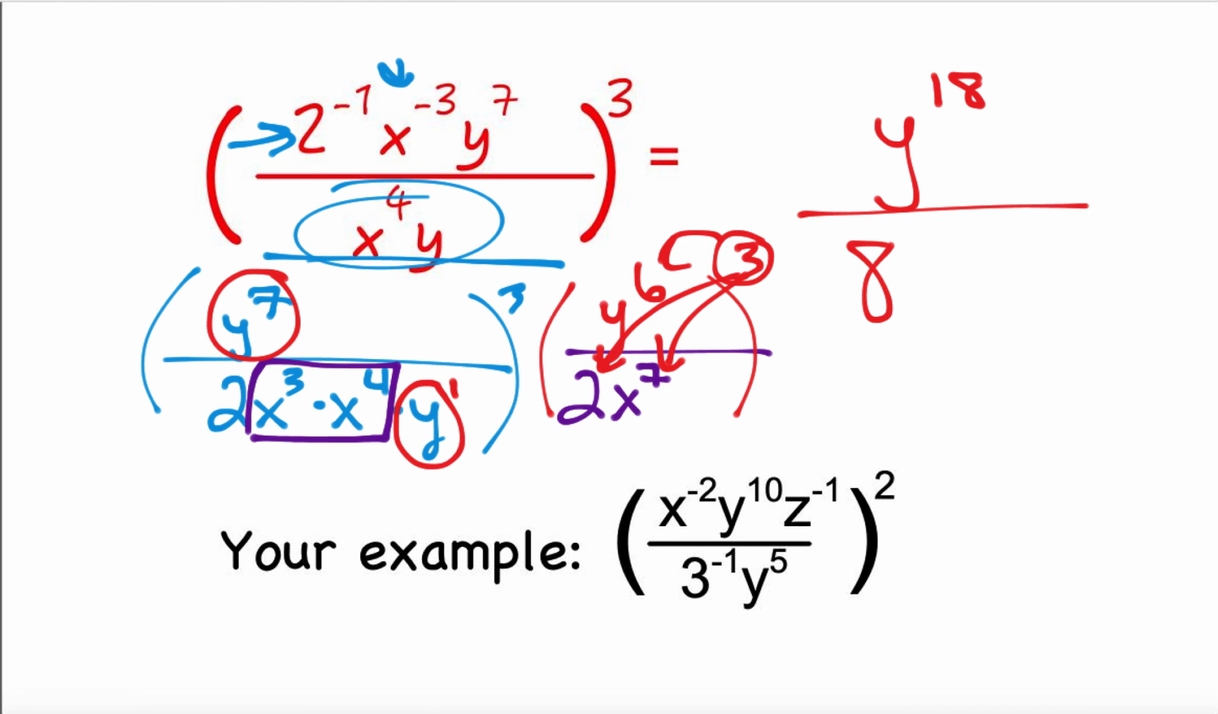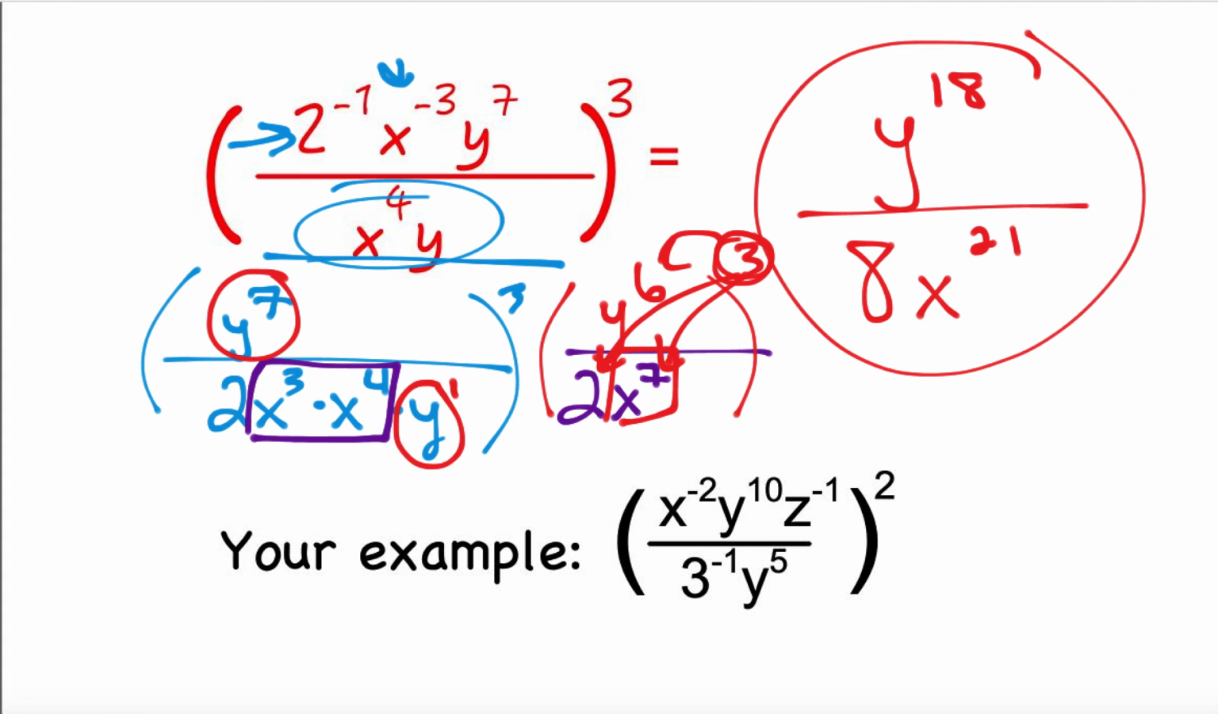And then x to the 7th to the 3rd is x to the 7 times 3, which is 21. So x to the 21. And that is my final answer. So you have your example there. It's very similar at the bottom, and you guys can do that.